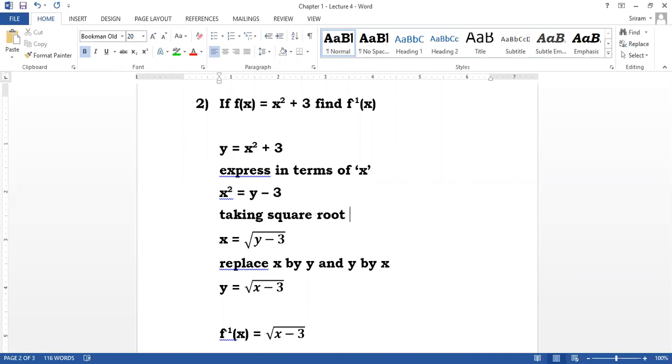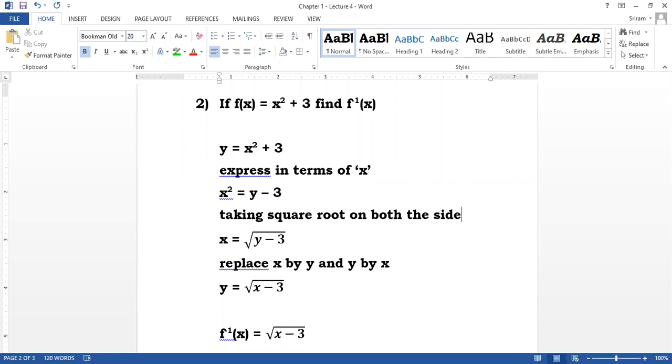Square root on both the sides. I am going to take square root on both the sides. So x squared will become x. When I take the square root of y minus 3, this will become square root of y minus 3.